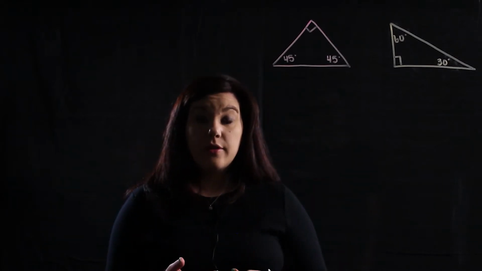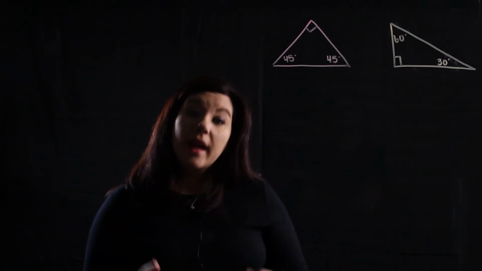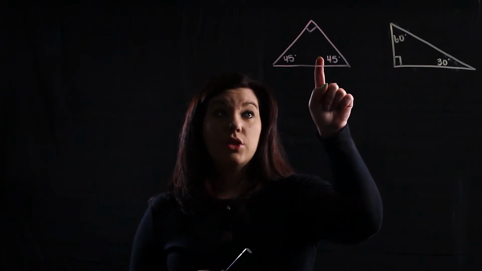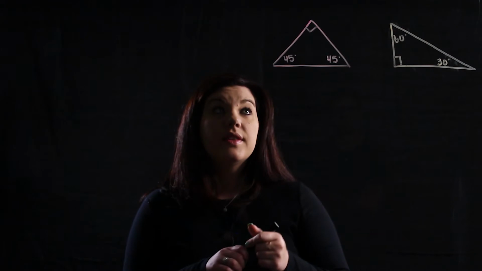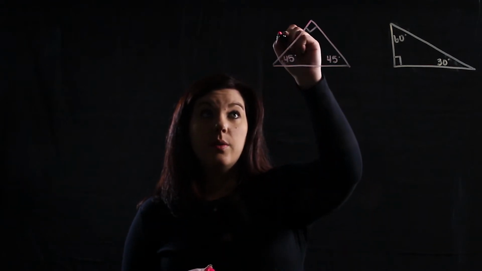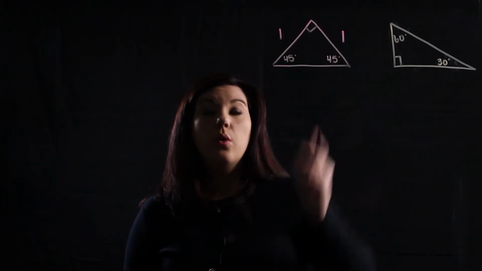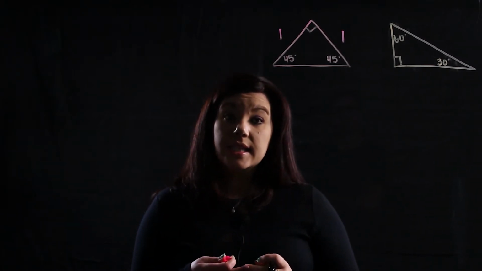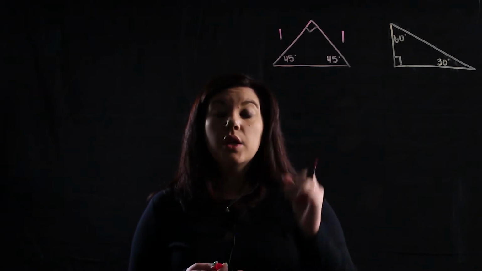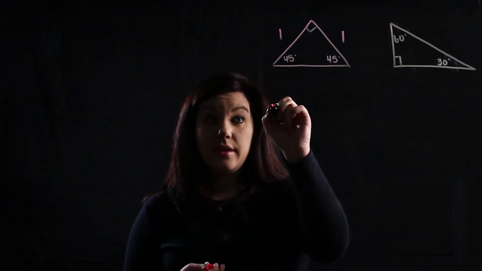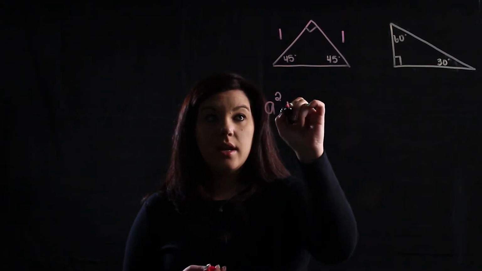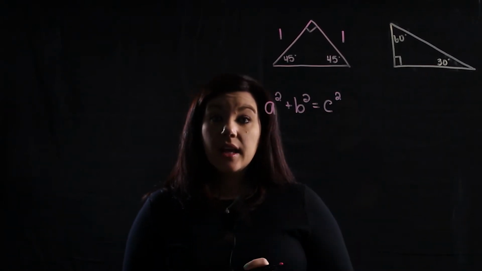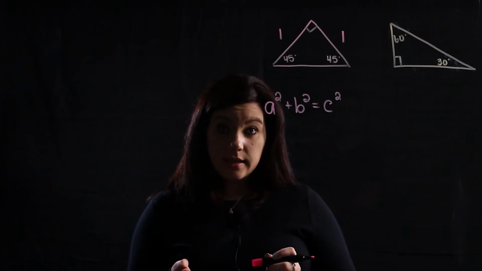Let's start with our 45, 45, 90 triangle. We have a rule in geometry that tells us that if the base angles of a triangle are the same, the side lengths, or those legs, are as well. So we're going to label them each with a 1. We also have a rule from geometry that tells us that if we have a right triangle, we can use the Pythagorean Theorem, which says that a squared plus b squared is equal to c squared. And that helps us find missing side lengths.